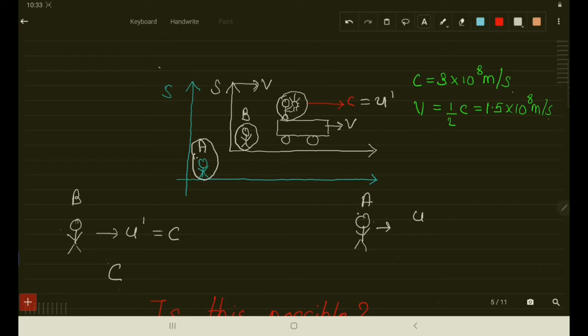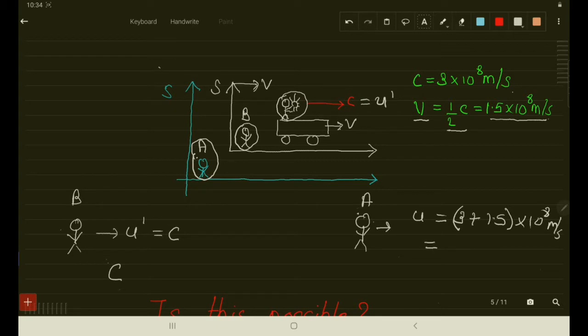Now we have seen in the previous example that we will have to add the velocity of this train and this velocity of light. Let us assume that velocity of the train is half of the velocity of light, that is 1.5 into 10 raised to 8 meter per second. Now this is not possible that a train will travel with such a high velocity, but let us take this as an example. Now to find u, we know that we will have to add these two numbers, that is 3 plus 1.5. Both have the common power 10 raised to 8 meter per second.